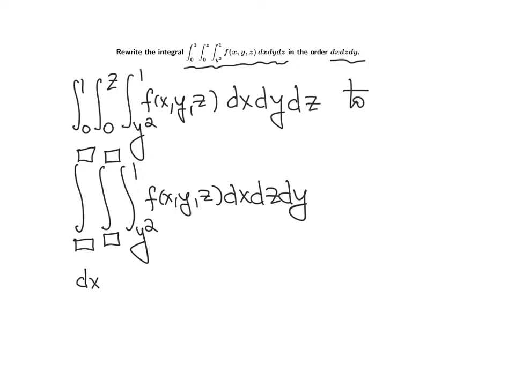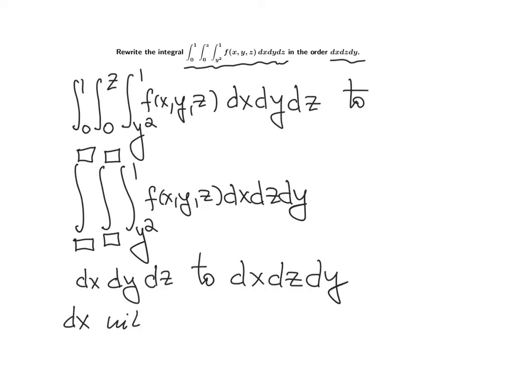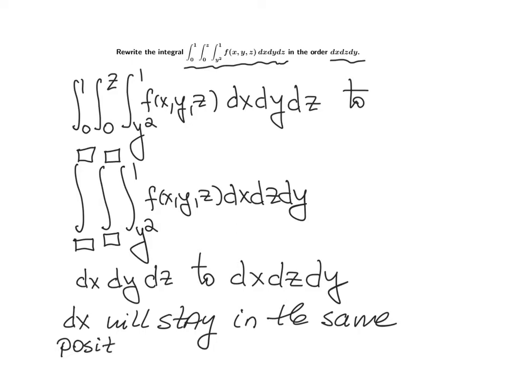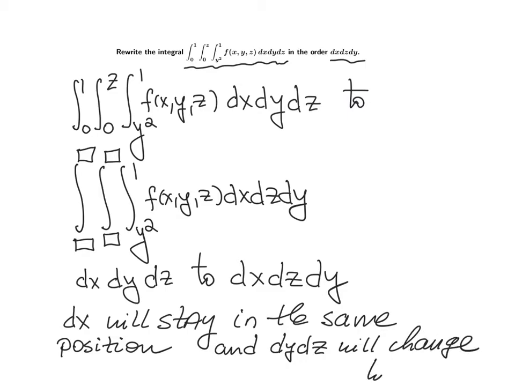So again, our order of integration will go from dx, dy, dz to dx, dz, dy. So the order of integration with respect to x will remain in its position, while the middle variable and the outer variable will change places. So that means dx will stay in the same position, while the order of integration dy, dz will switch to dz, dy. And that's the key to solving this problem, realizing that. So let's put this into practice.